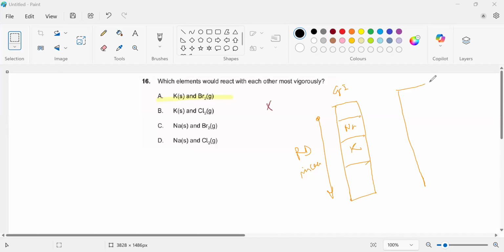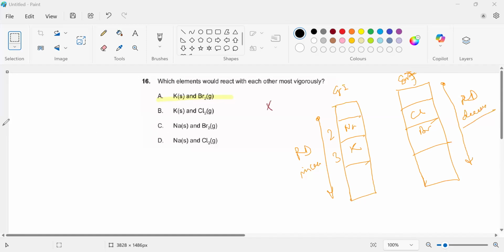Now, if you write down group number 7, chlorine is in period number 2, and bromine is in period number 3, right? So when you go down group number 7, what happens? Tell me, when you go down group number 7, the reactivity does what? The reactivity will decrease. Is it clear?